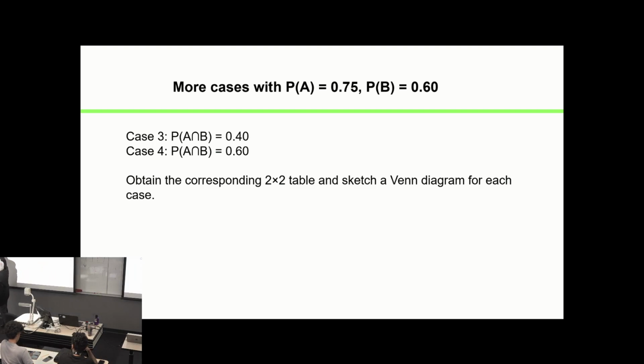So, all I did was use the same probabilities for A and B. Probability of A is 0.75, probability of B is 0.6. What I want you to do is get me the corresponding 2x2 table and sketch a Venn diagram for each case. I will tell you this: one is pretty standard and one is a little weird. Guarantee you, one's a little weird.